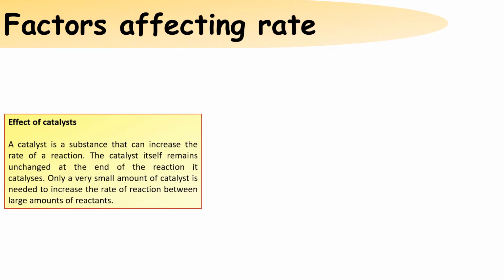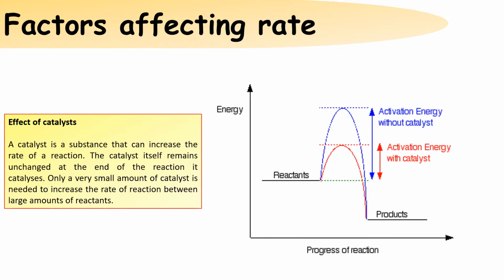A catalyst is a substance that can increase the rate of reaction without being used up, so it's unchanged. Only a very small amount of catalyst is needed to increase the rate of reaction between large amounts of reactants. In this graph, you can see how a catalyst lowers the activation energy required in a reaction.